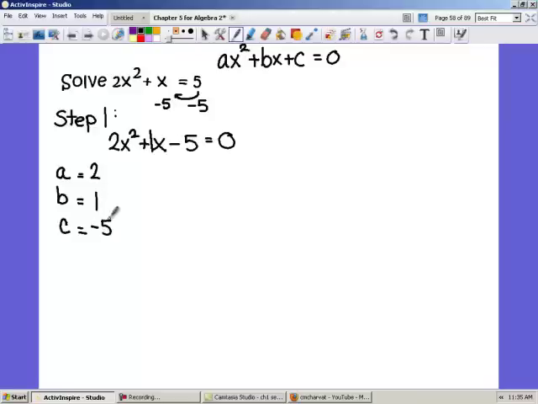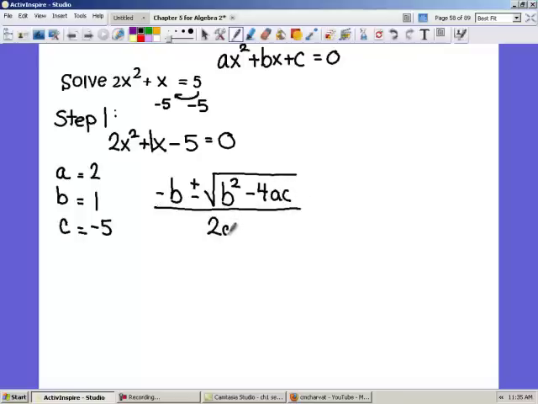Now we have a, b, c. We just need to rewrite the equation, which I'm going to write for you so you can see it again. You don't have to do this step. You have it in your notes already. Okay, the quadratic formula was negative b plus or minus the square root of b squared minus 4ac, all over 2a. So we need to fill the values in.